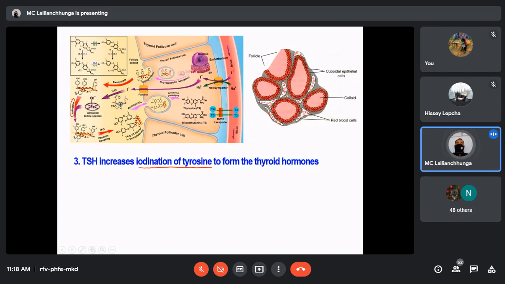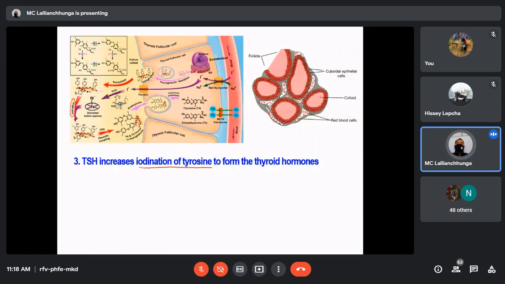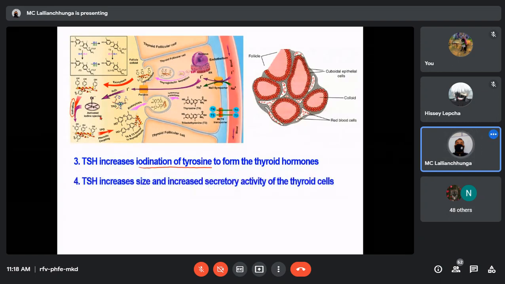Okay, so this is the third function of the TSH. It will increase more combination of iodine with tyrosine, so ultimately it will lead to more formation of T3 and T4. The ultimate result will be more synthesis of T3 and T4, or thyroid hormones. Okay, what is the fourth function?